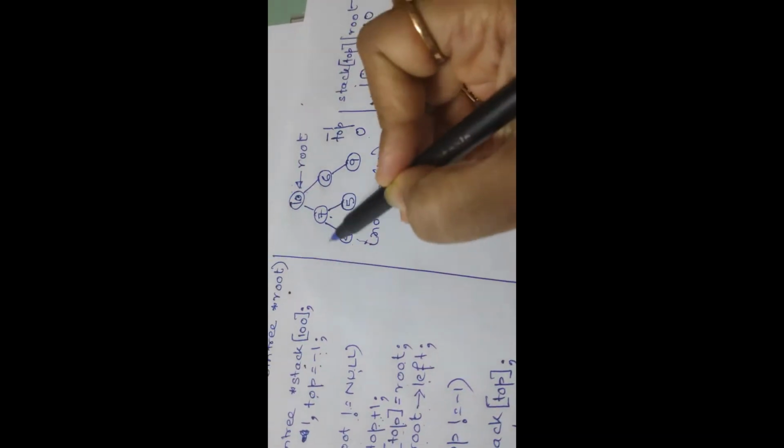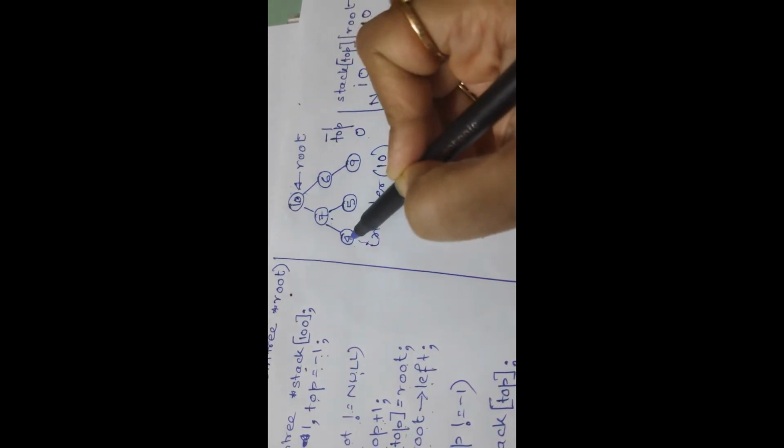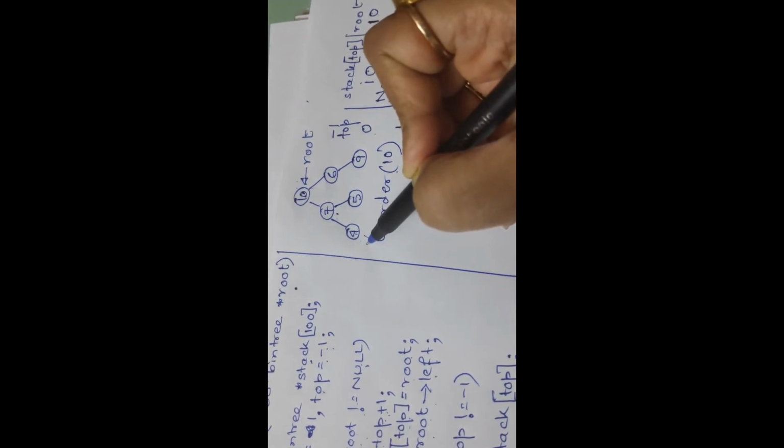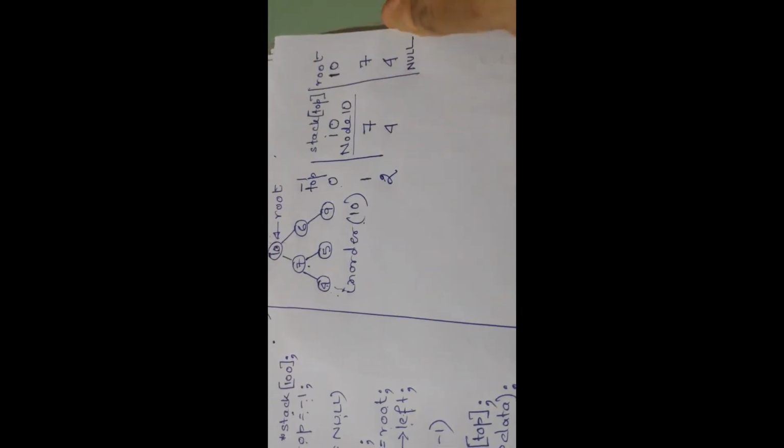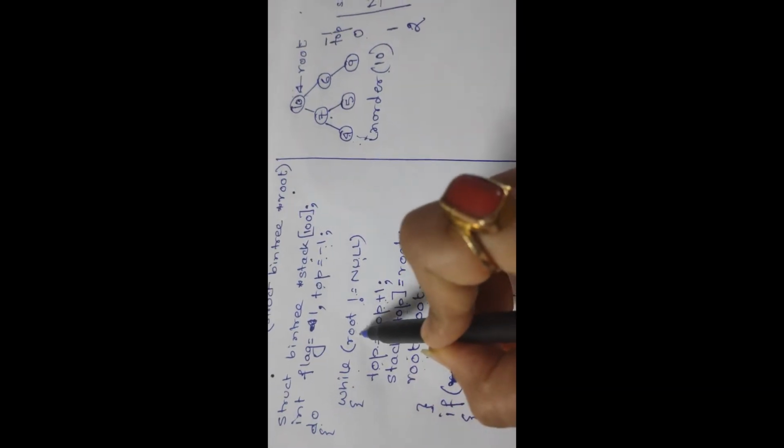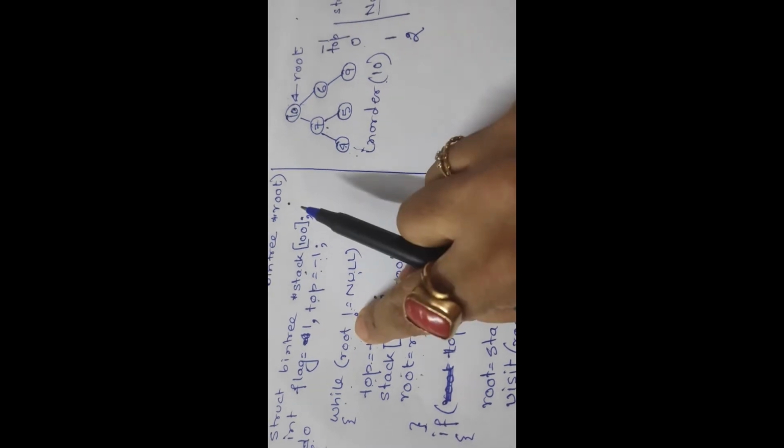Now, root is equal to root left. If we look at the tree, the left hand side of 4 is null. So when we assign root left to root, 4 left is null, so null is assigned as the value of the root. Correct? Now when the loop runs again, null not equal to null becomes false. So this condition becomes false and we come out of this while loop.